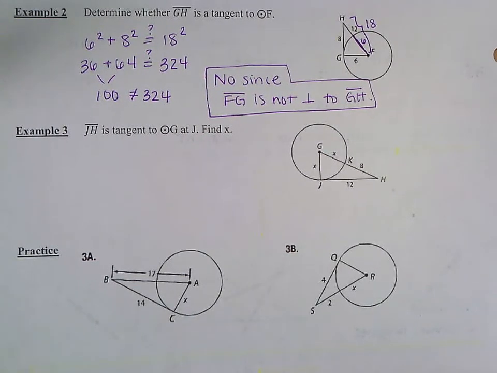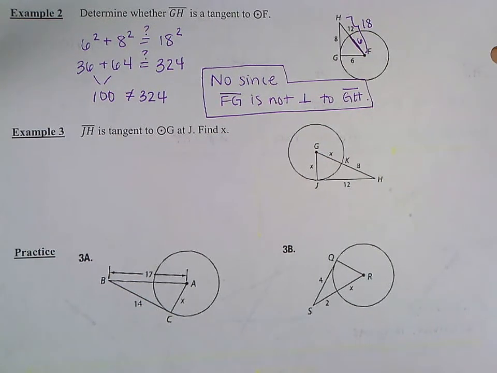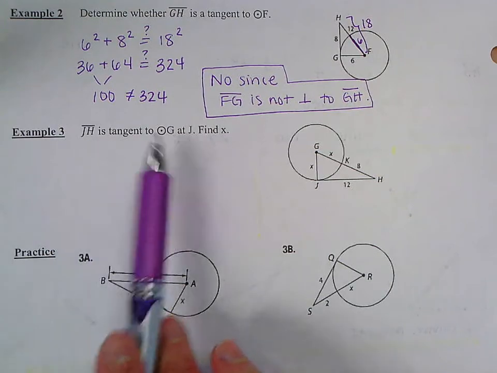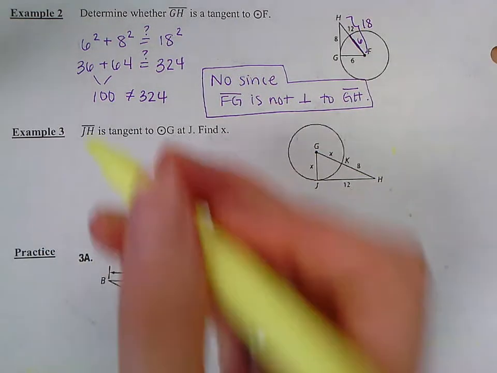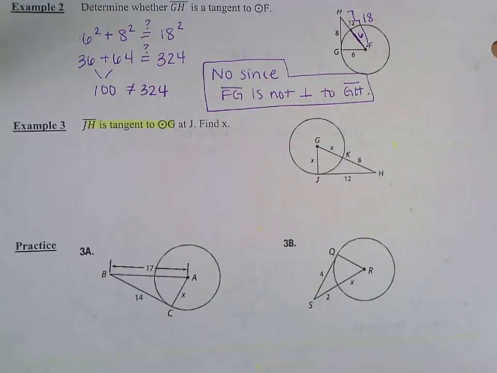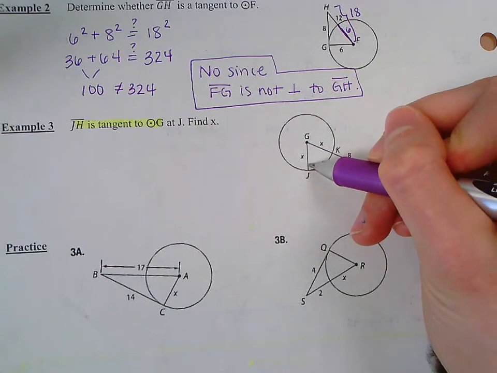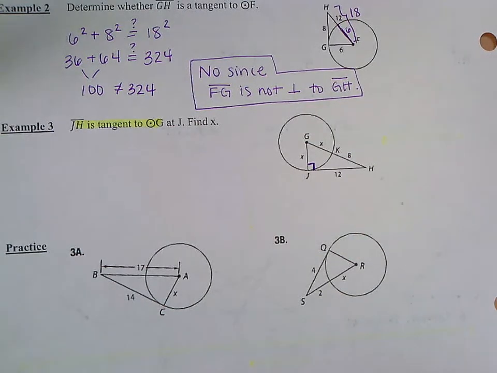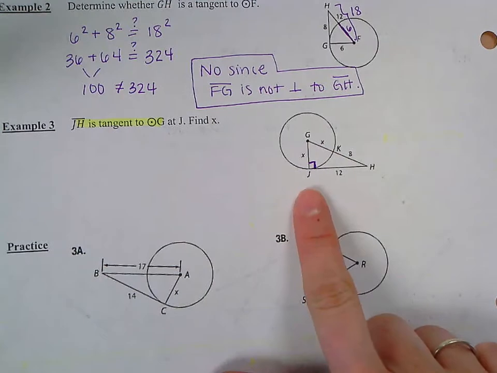So any that you're asked to determine, you can use the Pythagorean theorem to determine that. Questions there? Okay. Then example 3 is different because you're told that JH is tangent to circle G. So when you're told that, even though it's not drawn in, I know that angle J is a 90-degree angle. So you can draw that in because you know it's already a tangent.